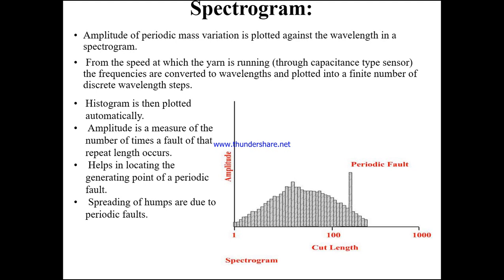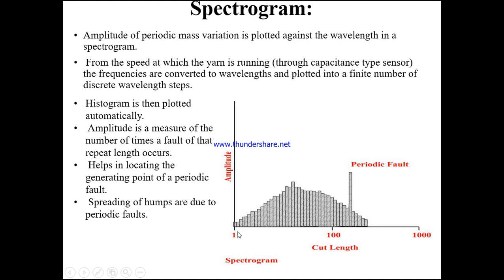Now another parameter which is obtained by the evenness tester is called the spectrogram. So the spectrogram is basically one kind of histogram. You know, in statistics, the histogram or frequency distribution. So here the histogram between the cut length of the yarn versus amplitude of the yarn irregularity or mass irregularity has been plotted. So amplitude, that is the diameter of the yarn. If there is an enhancement of the diameter such as thin places, thick places or naps, that will be the amplitude.